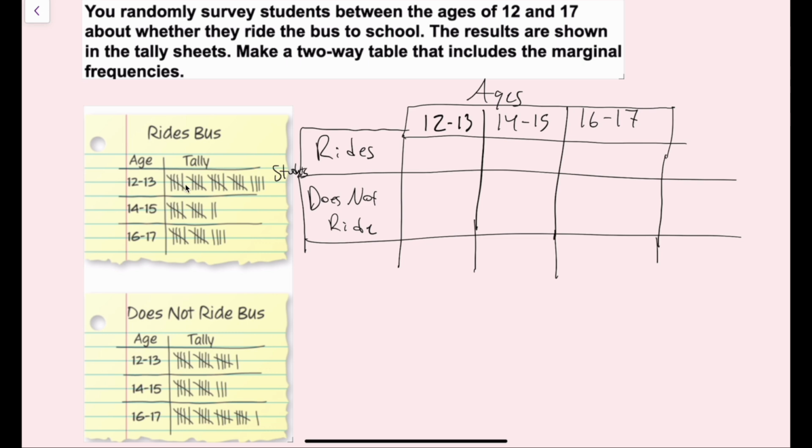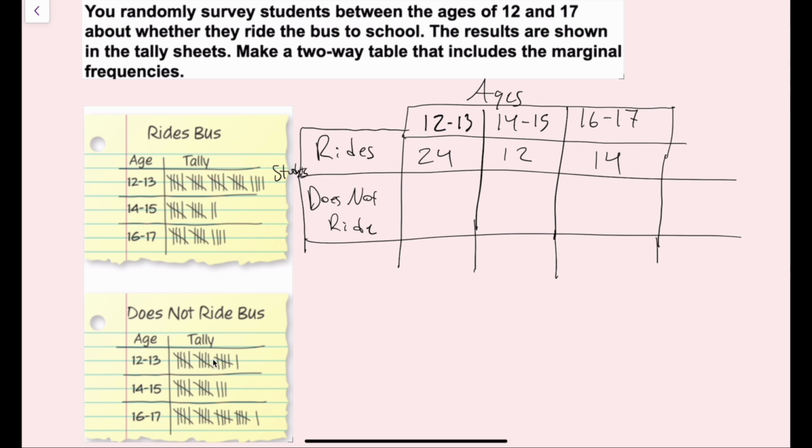So this tally right here, the 4 lines with a cross, that's 5. So I have 5, 10, 15, 20, 24 students in the 12 to 13 age who ride the bus. And then I have 5, 10, 12 students in the 14 to 15 age. And then over here for rides the bus, I have 16 to 17 age, that's 5, 10, and then 4, so that's 14.